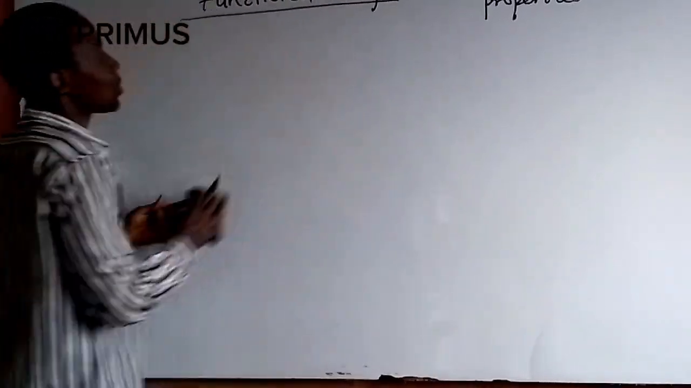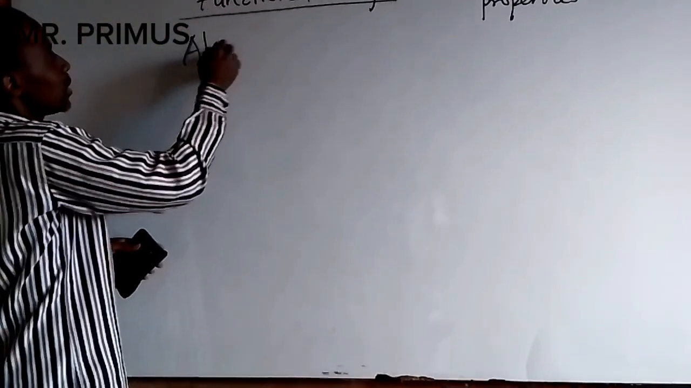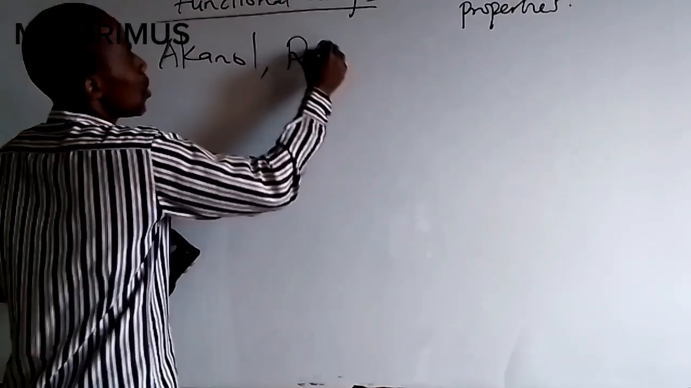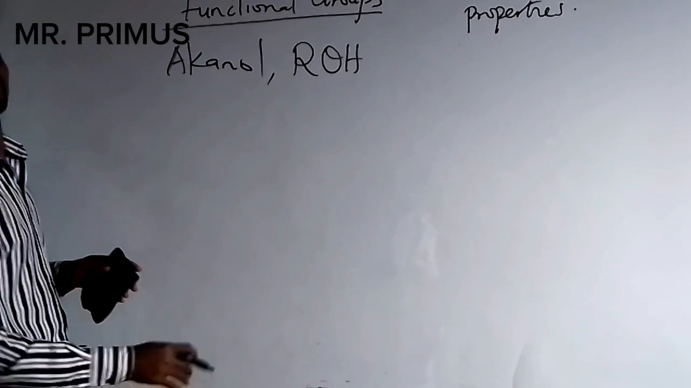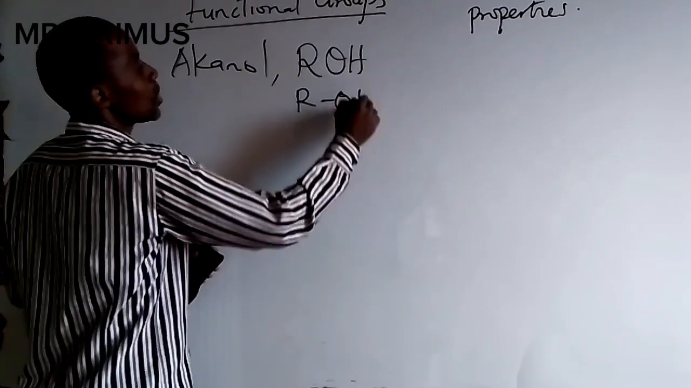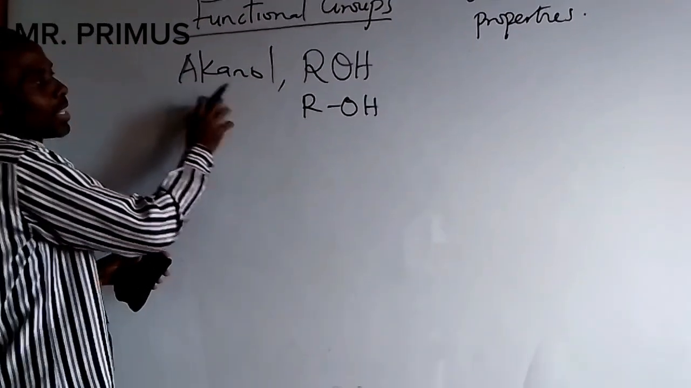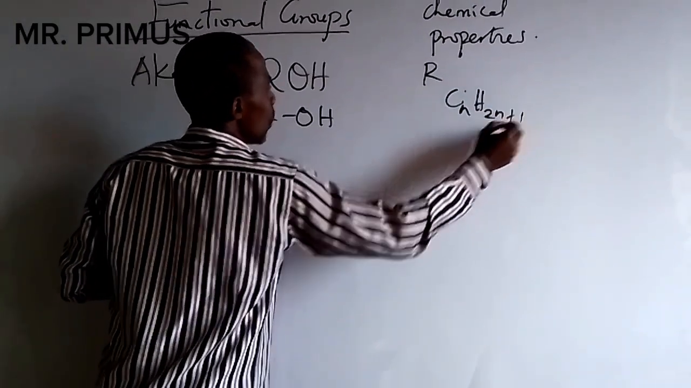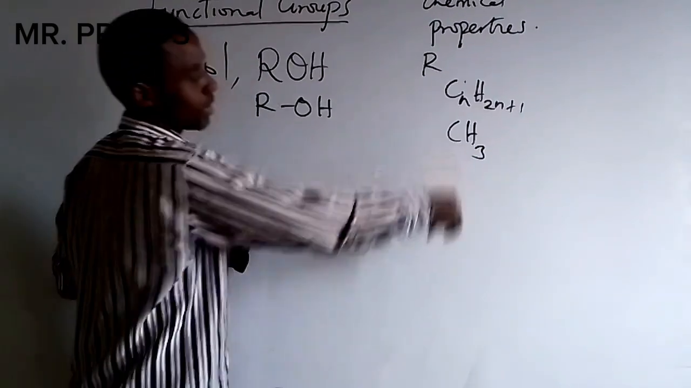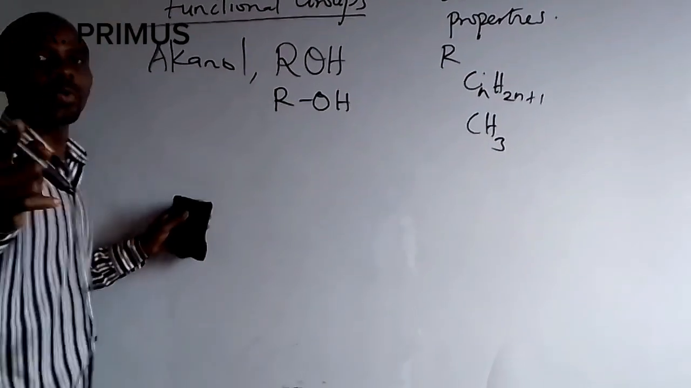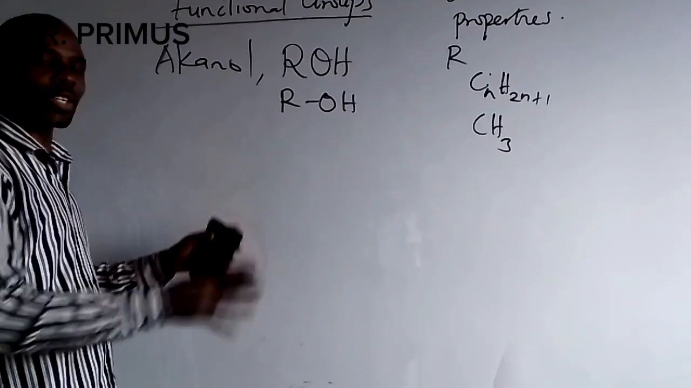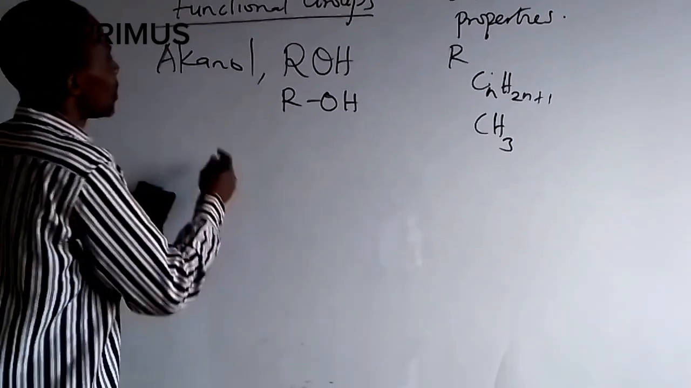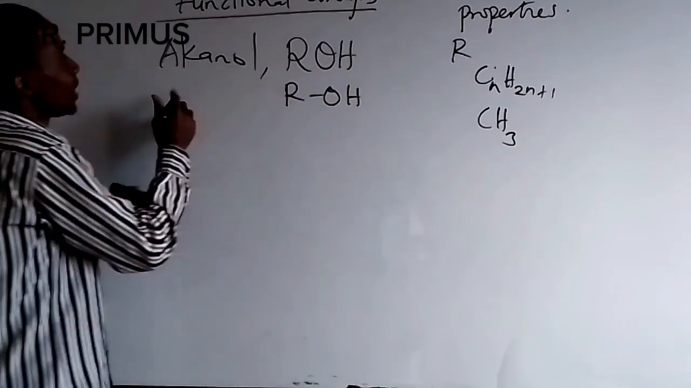The first one I want to give you is the alkanols. The alkanols are represented as ROH. Anyone that has OH like this is an alkanol. Remember that R stands for CnH2n+1, so methyl, CH3. So ROH. I've done naming of organic compounds before, but I also repeat it because some of you are requesting that we do more about this. So the alkanols, see how they are written now.